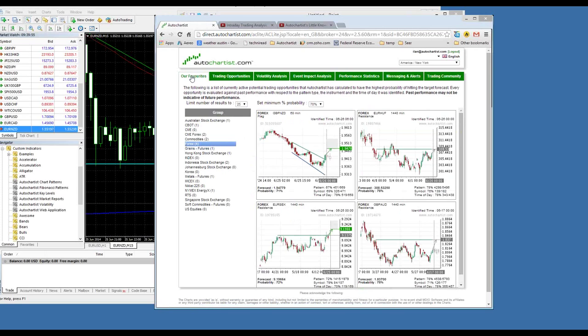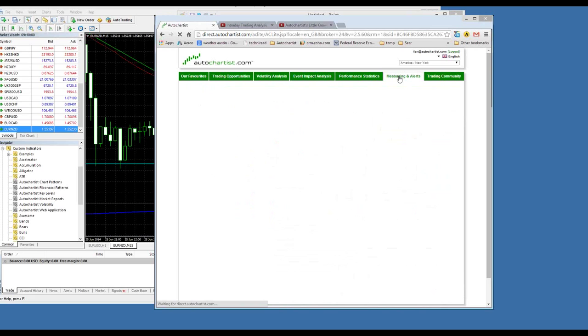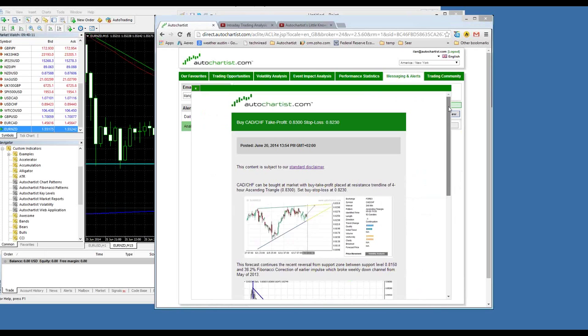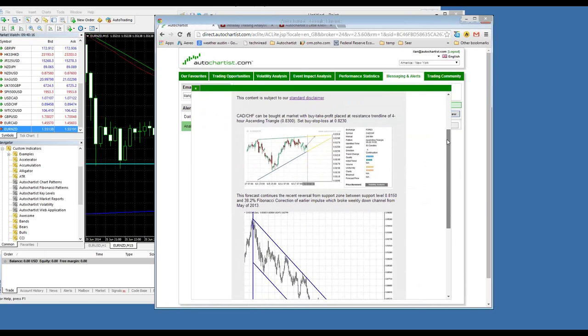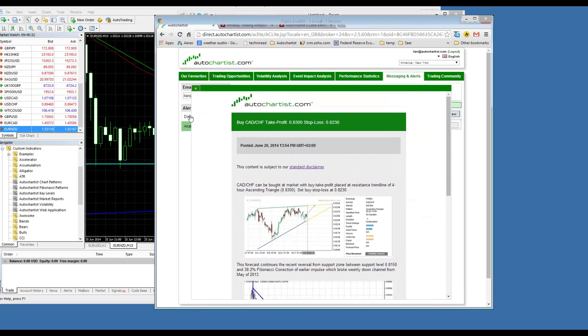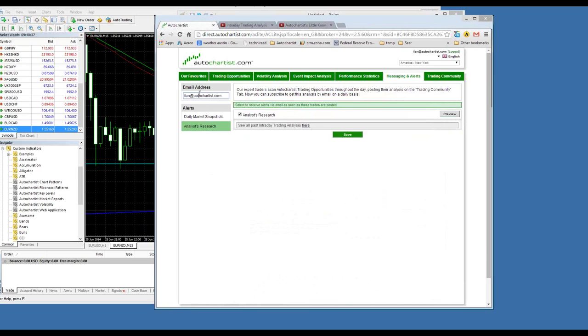The other thing you might be interested in, as Errol mentioned, is on the left-hand side you can see something called Analyst Research. We have some analysts working for us, and during the trading day they provide some intraday analysis. They monitor Autochartist and pick a few trades that they believe are worthwhile taking, and they really add the human element to it. You can subscribe to these alerts by email by clicking on the messaging and alert section, analyst research, putting your email address in on the top left hand side, selecting the analyst research and clicking save.